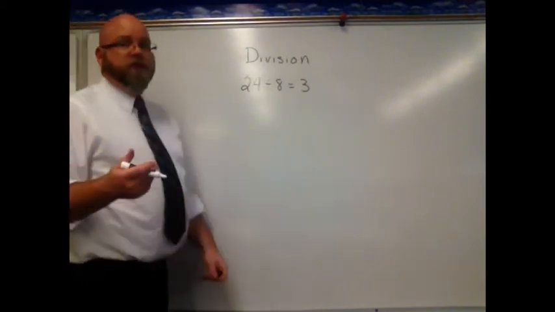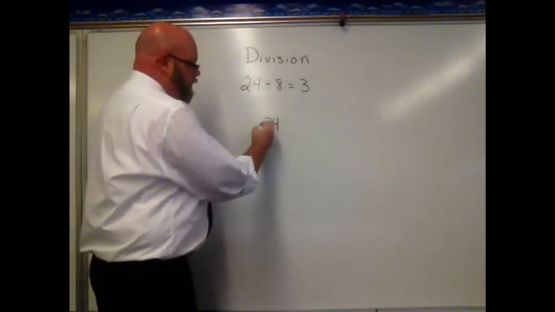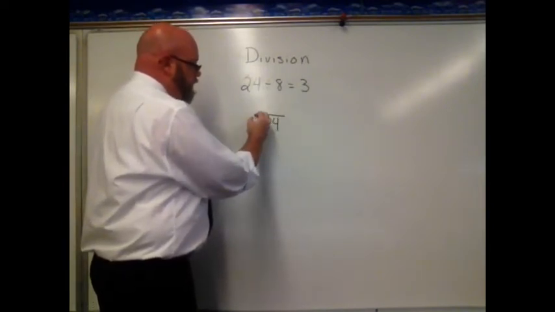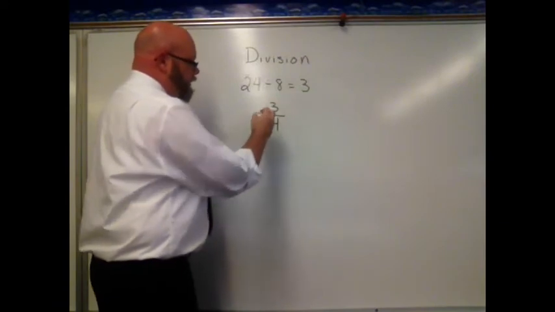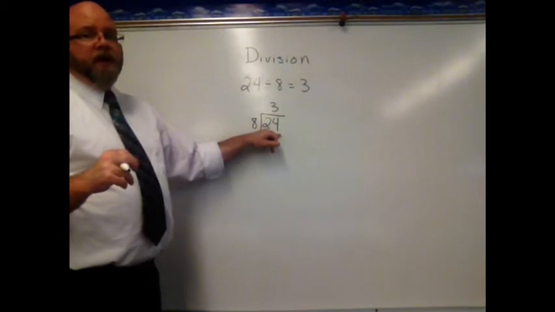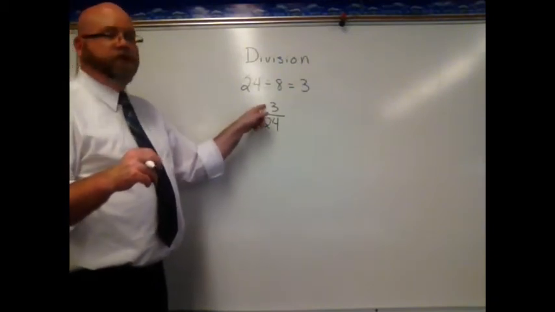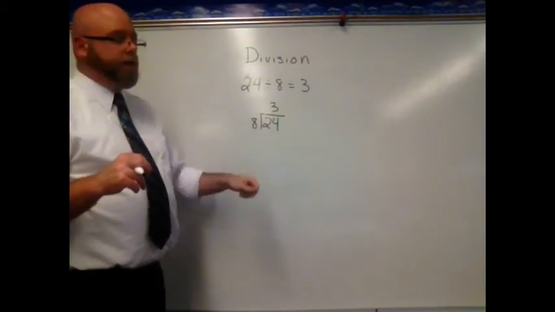Then we could also use the division box. 24 divided by 8 equals 3. And here we see the number that we're dividing inside the box, the number we divide by outside the box, and the answer on top.